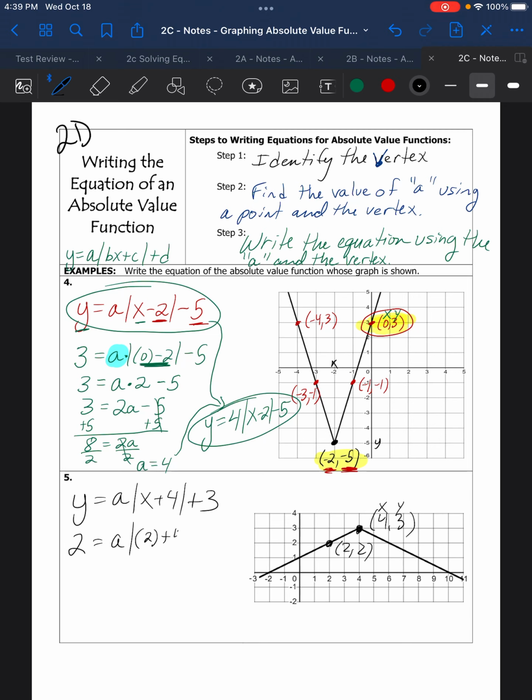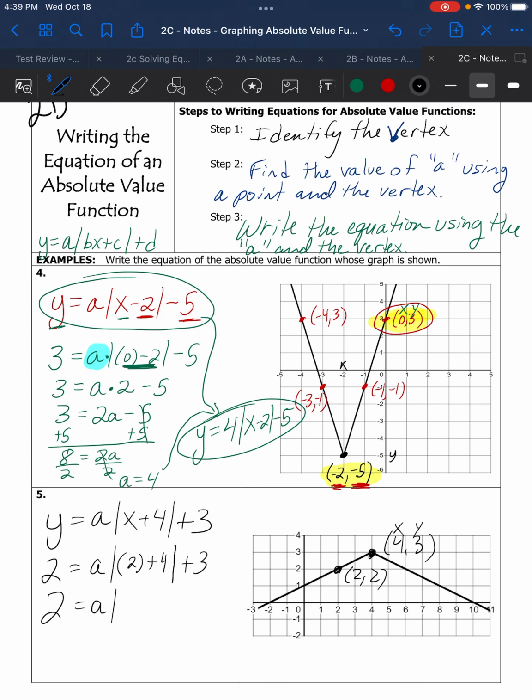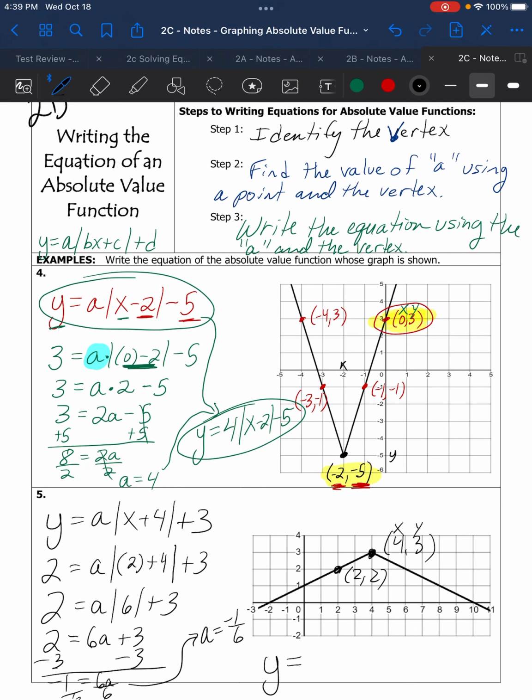So 2 equals a times the absolute value of 2 plus 4, plus 3. Let's get the a by itself. 2 plus 4 is 6, and the absolute value of 6 is 6. 6 times a is 6a. And then we subtract 3, and we get negative 1 equals 6a. And we can divide by 6, and we get the a to be negative 1/6.